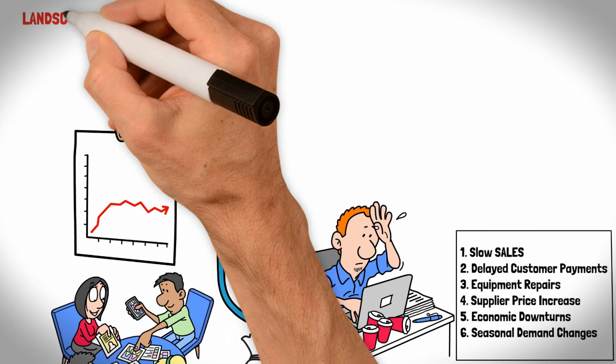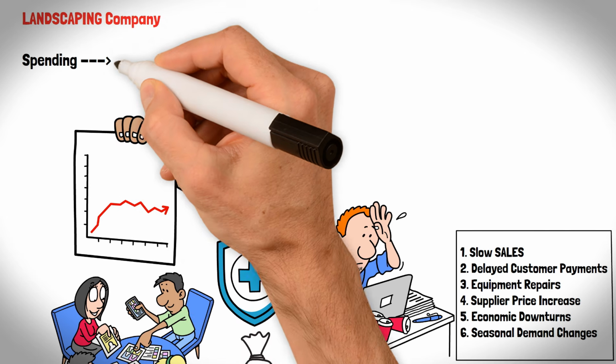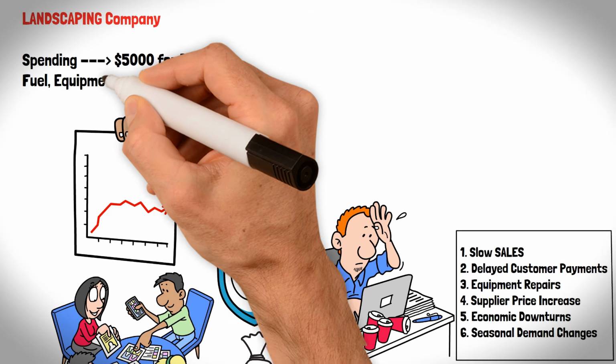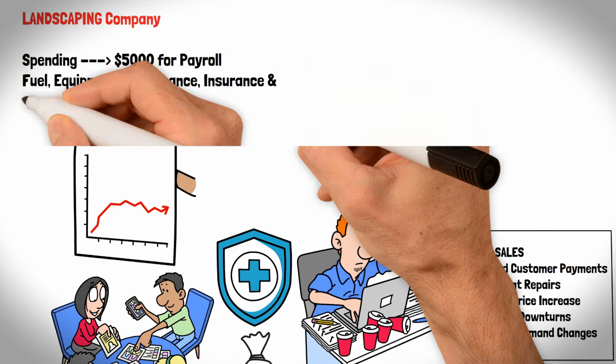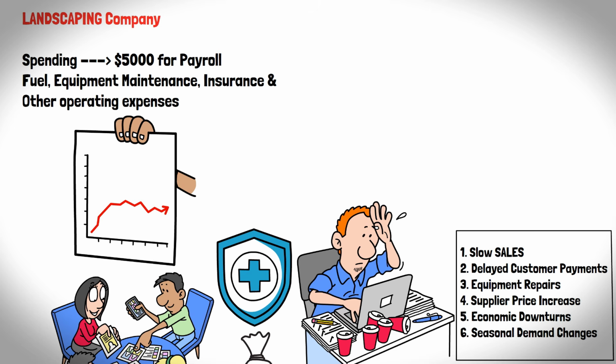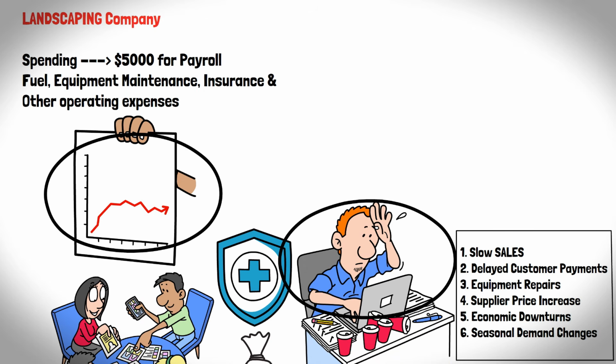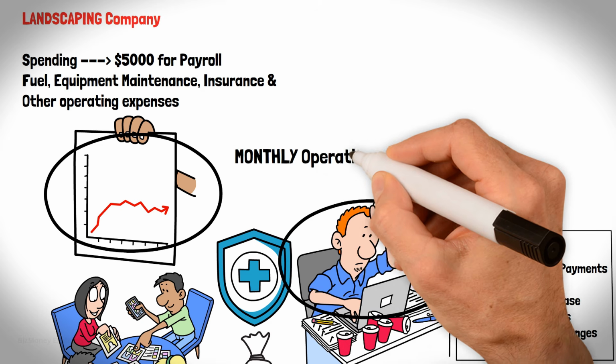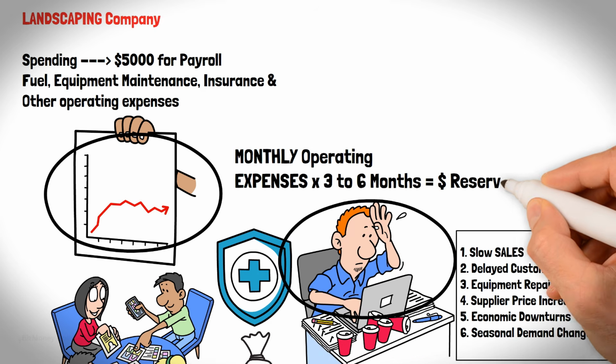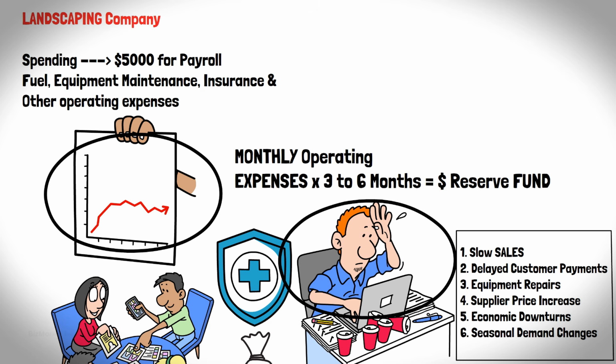periods. Imagine a small landscaping company that spends about $5,000 each month on payroll, fuel, equipment maintenance, insurance, and other operating expenses. If business suddenly slows because of bad weather for several weeks, the owner still needs to pay bills. Without a reserve, the business may be forced to borrow money at high interest rates or delay important payments. A simple approach is to calculate average monthly operating expenses and build a reserve equal to several months of those costs. The goal is not to make a profit from this money.